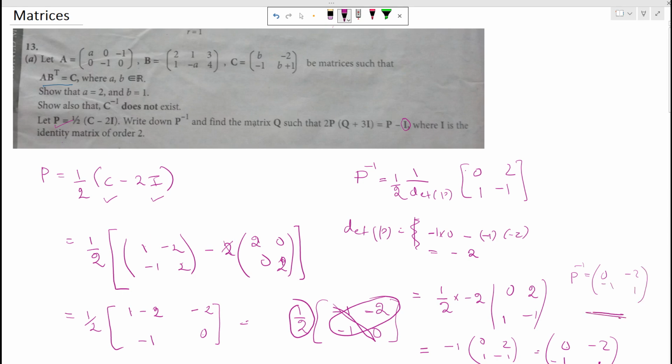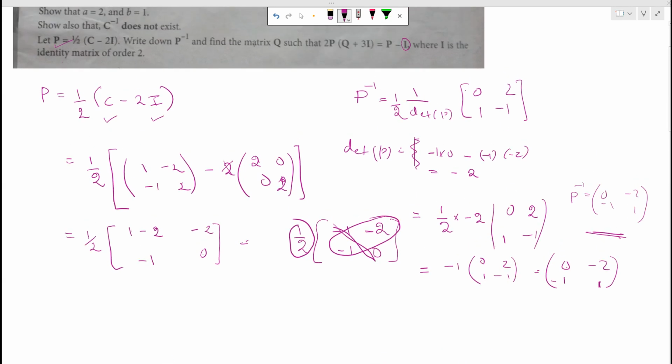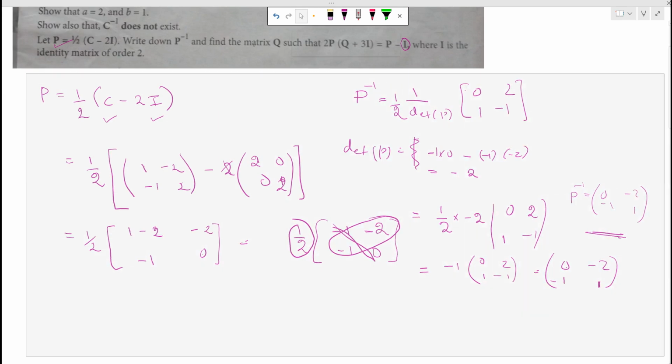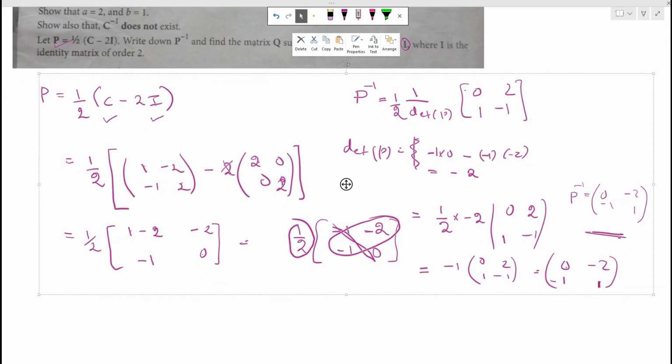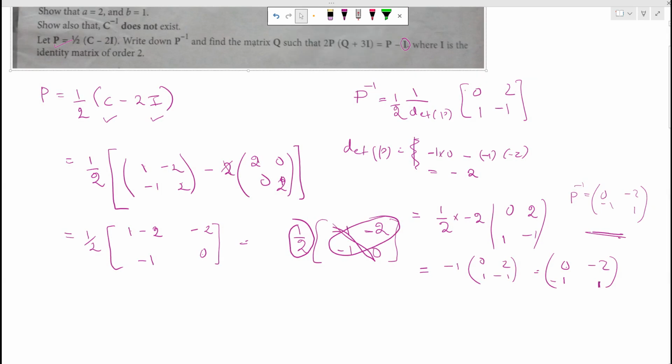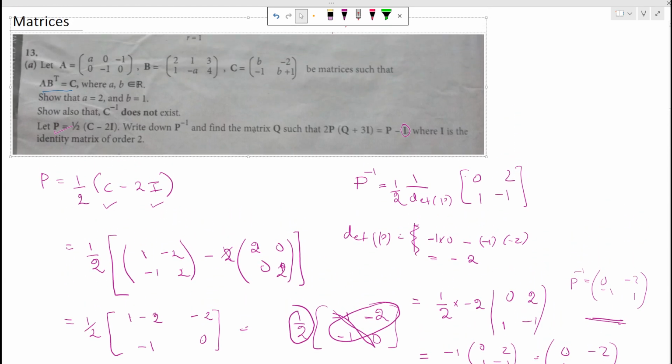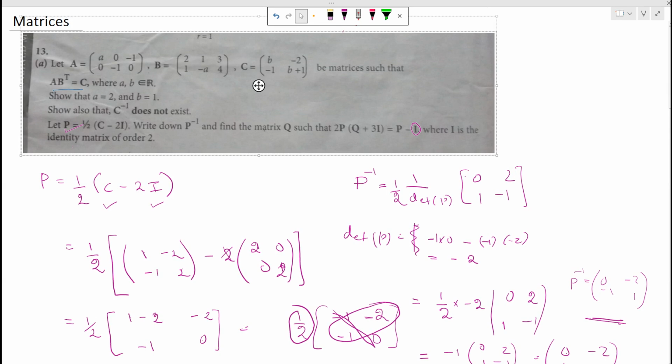Okay, now again we will move to the last part. Before that, let me create some space here. I don't know if we will require this P inverse. Let me write down P inverse else. P inverse we have found out as 0, minus 2, minus 1 and 1. Okay, now I will erase these steps.